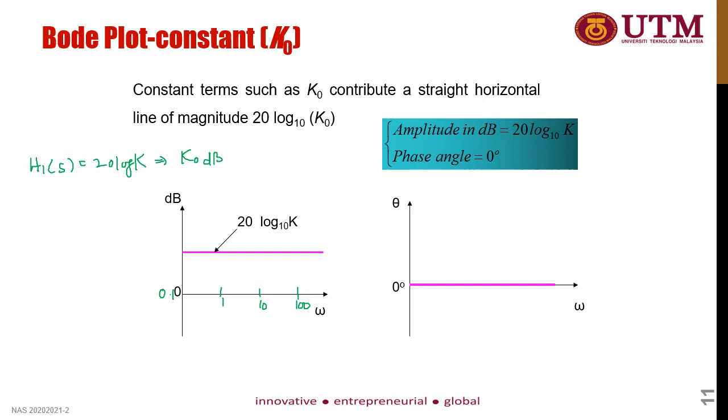So if you have a constant k, it is plotted as a constant value of k0 in dB, while the phase is represented as 0 degree. Remember, when you have a constant, it is a constant magnitude and phase.